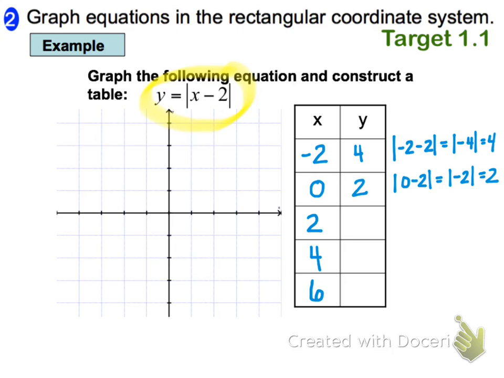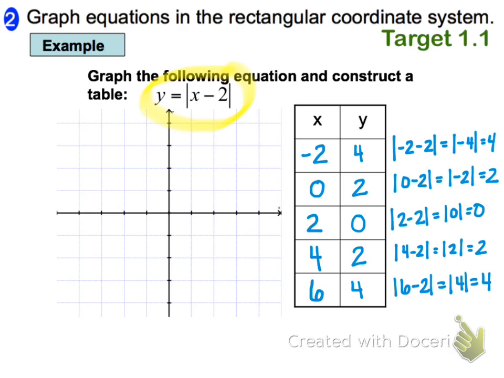Why don't you pause your video and go ahead and try to fill in the rest of them, and then we'll check them to see how you did. Hopefully for the rest, you got 0, and 2, and then finally 4.